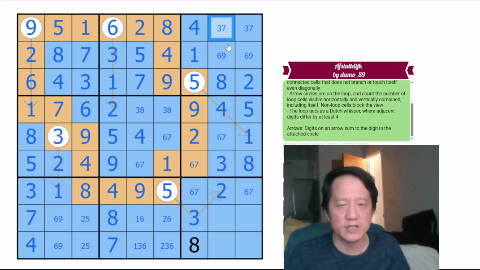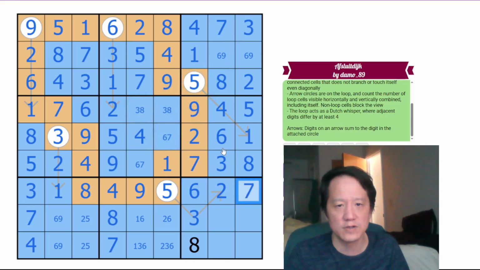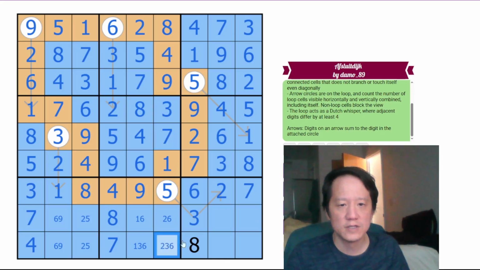The 3 eliminates 3 here, so it's 7, 3. 7 eliminates 7 here, so it's 6 and 7, which makes this 6 and 7. The 6 eliminates 6 here, so it's 9 and 6. We have to celebrate the 3. This 8 eliminates 8 here, so this is 3 and 8. 7 eliminates 7 here, so it's 6 and 7. This can no longer be 3. We have a 2, 6 pair, which eliminates 2 and 6 from the rest of the box. This can't be 6. This is 1. This is 3.